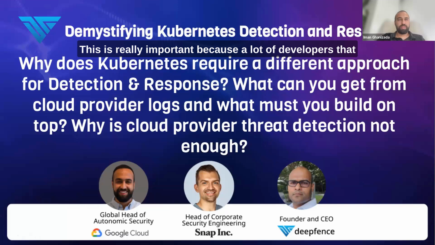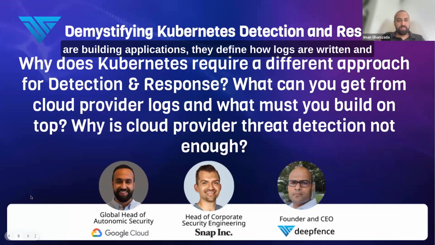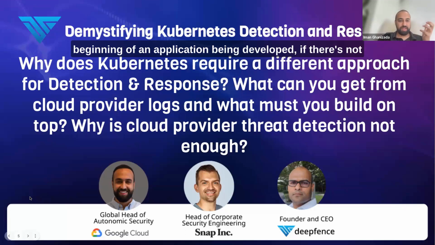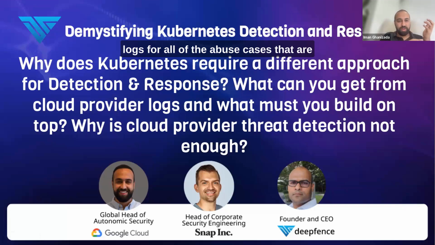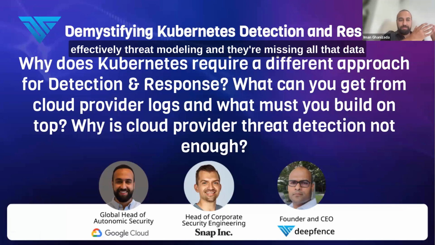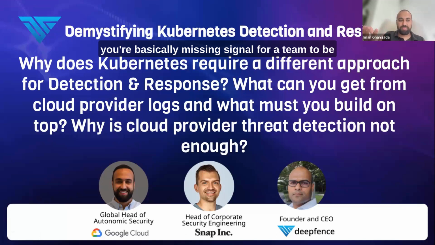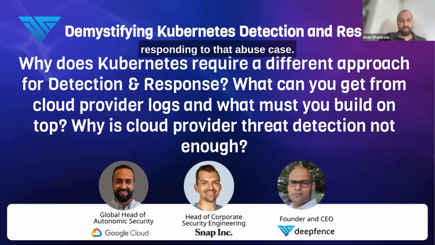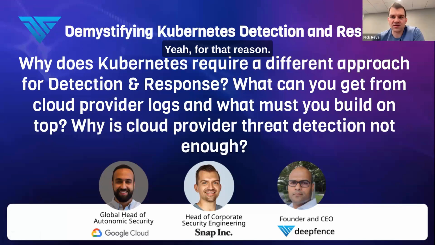Yeah, this is really important because a lot of developers building applications define how logs are written, and what will be logged and captured in a log. And if poor logging hygiene is taken in the beginning of an application being developed, if there are no logs for all of the abuse cases identified in the threat model, and if they're not effectively threat modeling, and they're missing all that data, you're basically missing signal for a team to even build automation around triaging and responding to that abuse case. So it's almost equally as important for that reason, Iman, sorry to jump in.